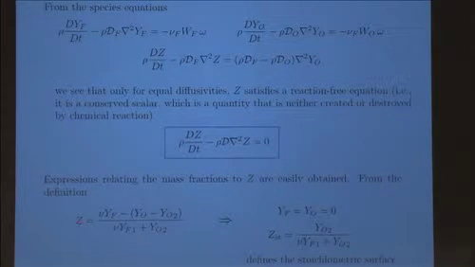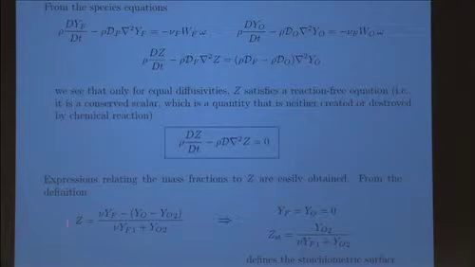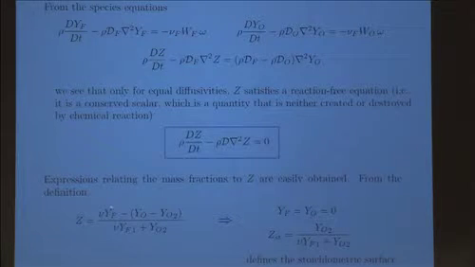Now, since you know what Z is, you can very easily obtain the value of Z at the reaction sheet. That's when the fuel is 0 and the oxidizer is 0. So that's what we call Z stoichiometry. Z stoichiometry is where the reaction sheet is, or the value of Z at the reaction sheet. And so it's equal, from this relation, to YO2 divided by the sum. So that defines the stoichiometric surface.